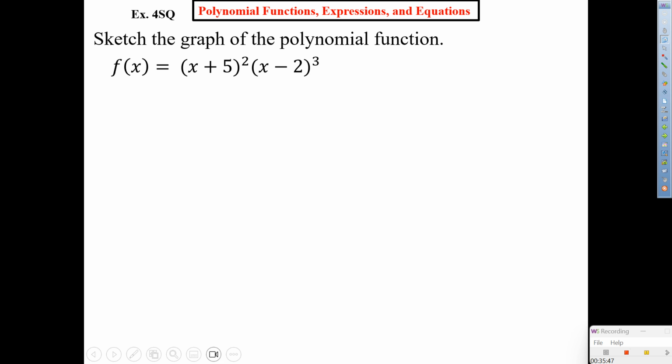Example 4, super cube. This is the last one. When I call on someone, if they got it, we're done. If not, we do one more.